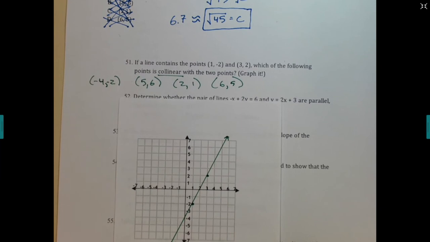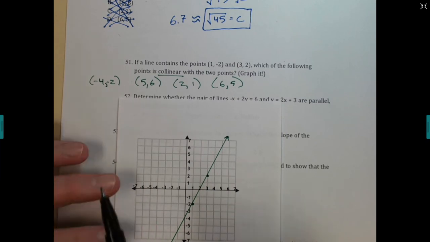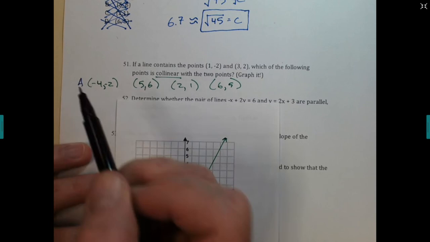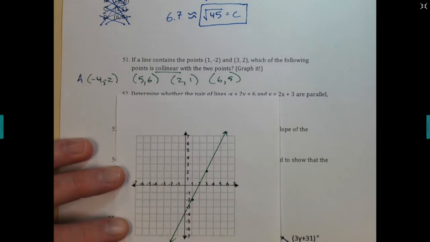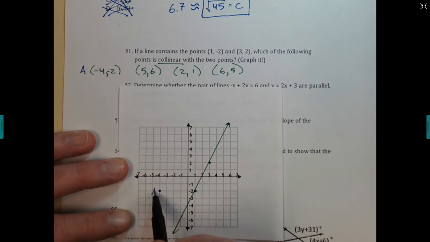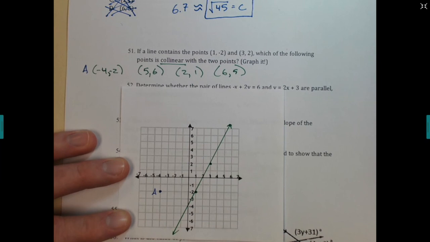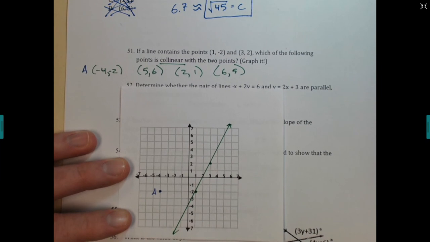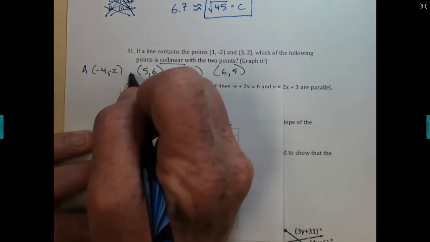Does anybody have a guess as to which of these points might be our solution? Let's just take a look real quick. It's okay to take the time to investigate every possible answer. -4, -2. Do you guys think that's close enough? Hopefully you're saying no. That's not anywhere close.